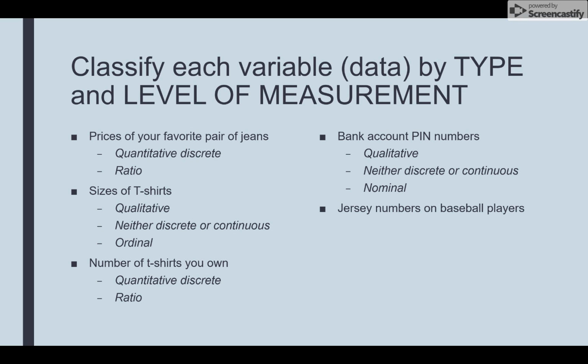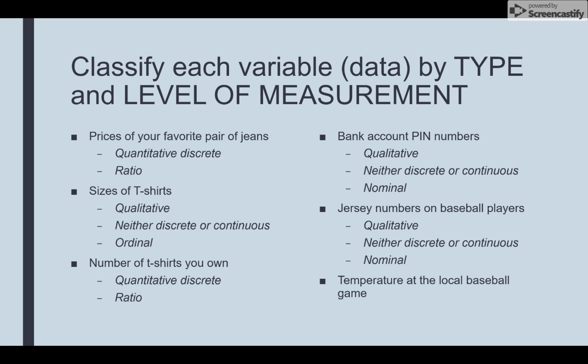The jersey numbers on baseball players or basketball players or football players. You just think about the jersey numbers. Again, they're numbers, but we don't typically calculate with them. So again, it is qualitative. It's neither discrete nor continuous. And furthermore, it would be nominal. There's no sense of order to the jersey numbers on the baseball players or basketball players or football players.